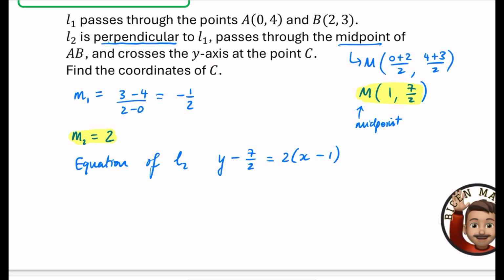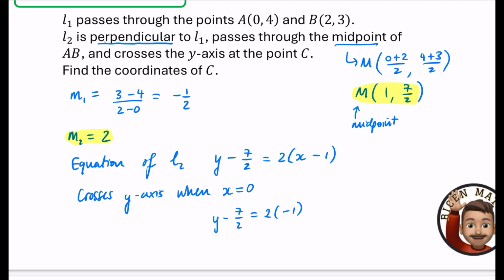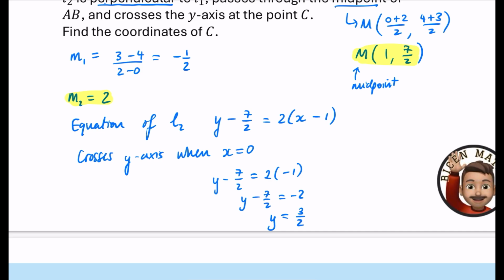And now it is crossing the y-axis. So it crosses the y-axis when x equals 0. So taking the equation we've just written, it will be y minus 7 over 2 equals 2 multiplied by 0 minus 1, which is just minus 1. So that's y minus 7 over 2 equals minus 2. So I will do minus 2 plus 7 over 2, which I believe is 3 over 2. So as a coordinate, point C that we have is 0, 3 over 2. Minus 2 plus 7 over 2 is 3 over 2.